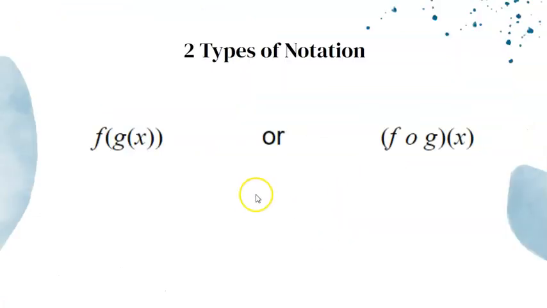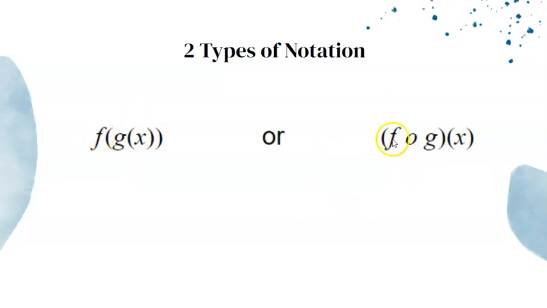The first thing we want to look at is that there are two types of notation. One is over here on the left, where we have f of g of x. It's read f of g of x. And I like this notation because you can see that the g of x, the function named g, is inside of f. And so that is showing you that you are substituting g into the f equation.